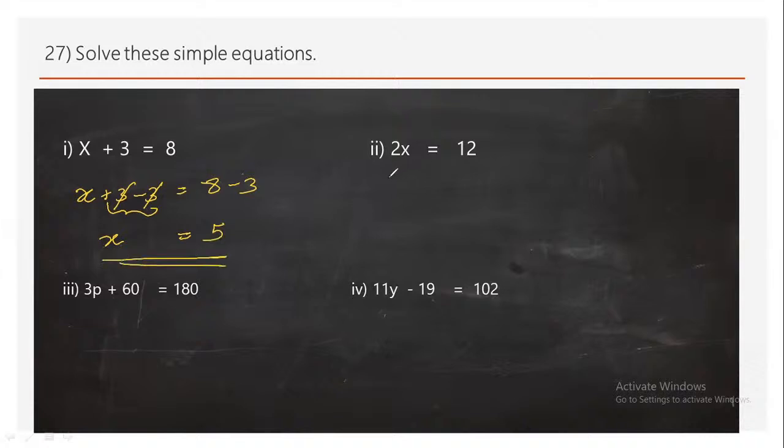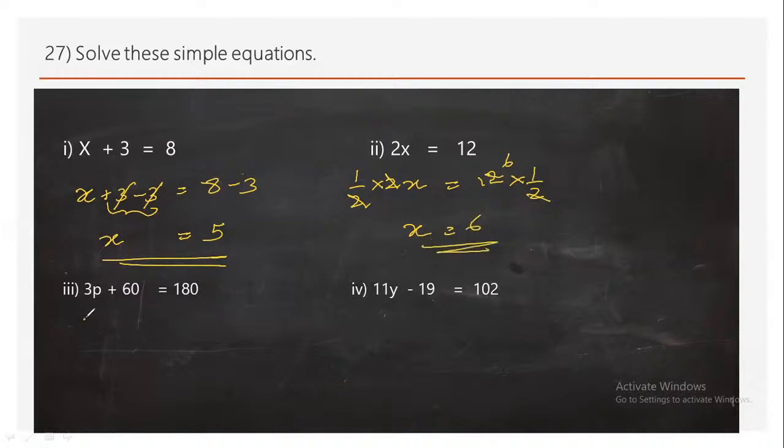This one, 2x equals 12. Multiply both sides by the reciprocal of 2. The reciprocal of 2 is 1 over 2. If you multiply this side by half, you also have to multiply the other side by 1 over 2 to balance the equation. X equals, cancel out, 6.